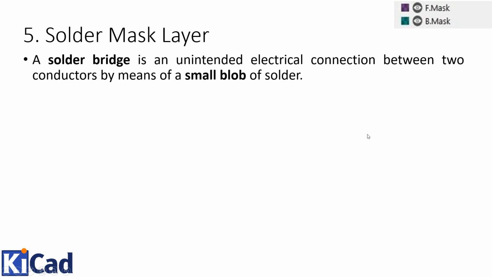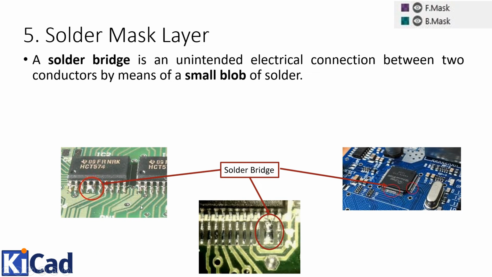A solder bridge is an unintended electrical connection between two conductors by means of a small blob of solder. Over here you can see that this is the solder bridge, where two pins are shorted with the help of solder. Like over here, this is some solder bridge. This is the solder bridge.